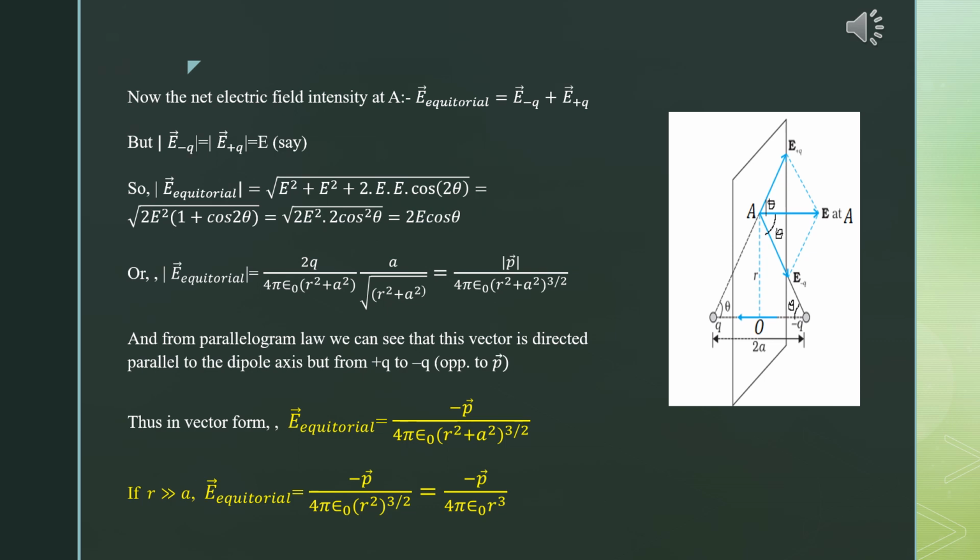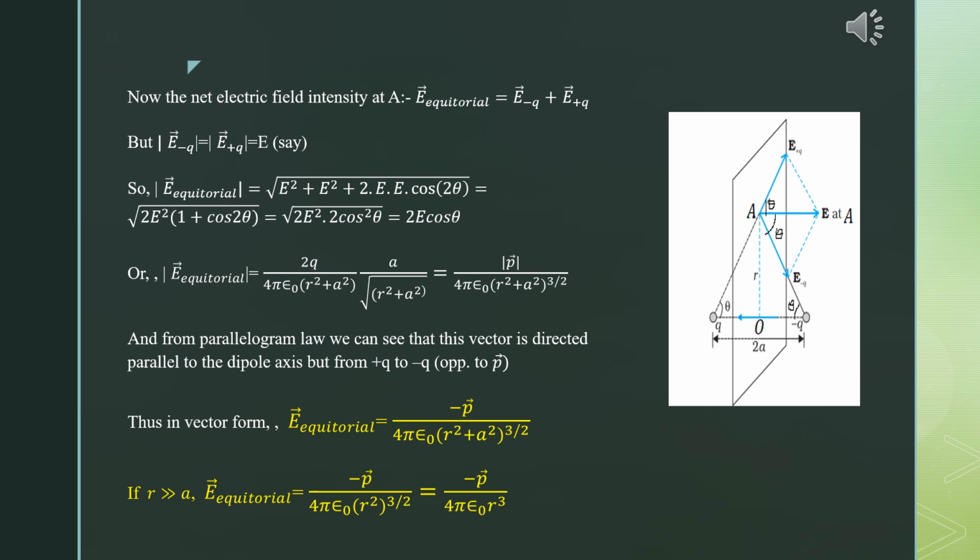Now simplify. E square plus E square is 2E square, and in the third term also we get 2E square, so you can take 2E square as common. So what do you get? 1 plus cos 2 theta. Now we have learned in class 11th also that 1 plus cos 2 theta is equal to 2 cos square theta. I'm repeating once again, 1 plus cos 2 theta is 2 cos square theta. Now 2 into 2 is 4, square root of 4 is 2, square root of E square is E, square root of cos square theta is cos theta. So just simplify.